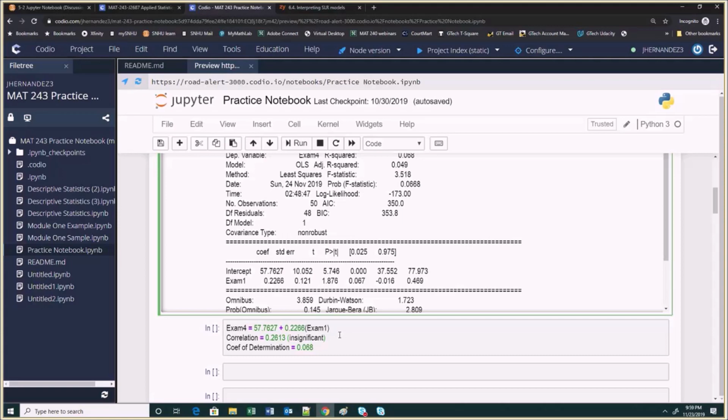That's just one more point than the previous score. That 1 unit increase in exam 1 will give you an answer that is going to be 0.2266 more than the answer when exam 1 was 70.